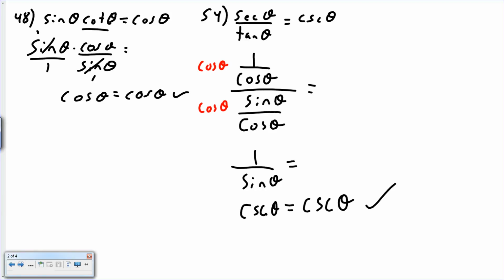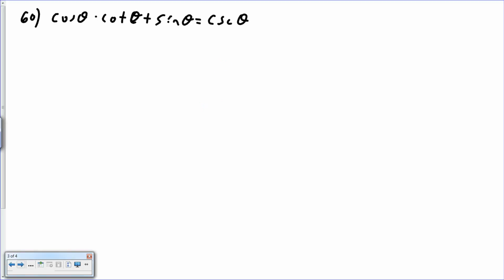Moving forward, again, you should have these main identities in front of you as you're following along, picking them off of that big rock sheet to make this easier. And then for the quiz and the test, you're just going to have to know all these identities by heart because you're going to use them later on in the book. Number 60. Same idea, show the left side is equal to the right. Cosine theta times cotangent theta plus sine theta equals cosecant theta.